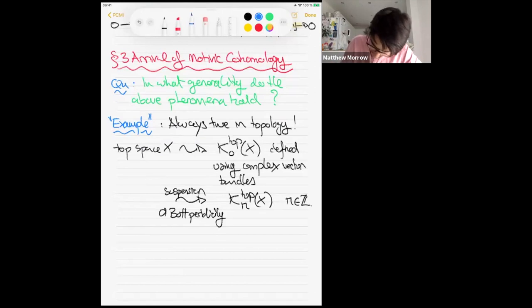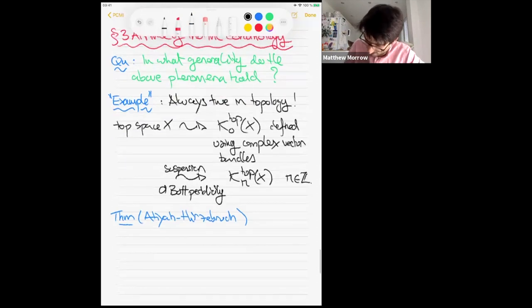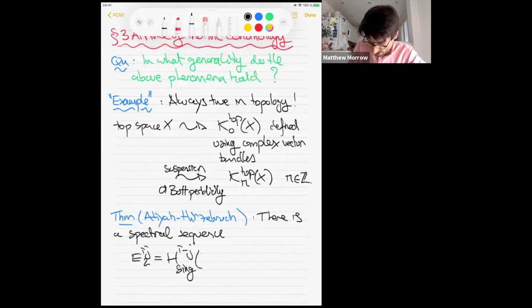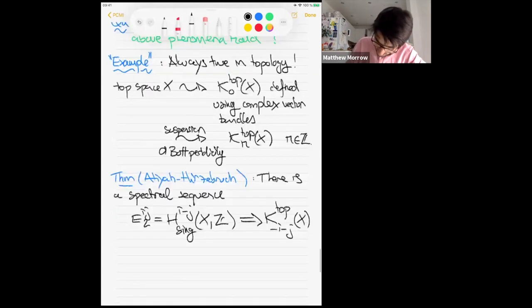But one then has this theorem of Atiyah and Hirzebruch, that these always can be described in terms of a prior existing invariant, namely singular cohomology. So there's a spectral sequence coming from various copies of the singular cohomology of the space and converging to these topological K groups of the space. And it degenerates rationally.